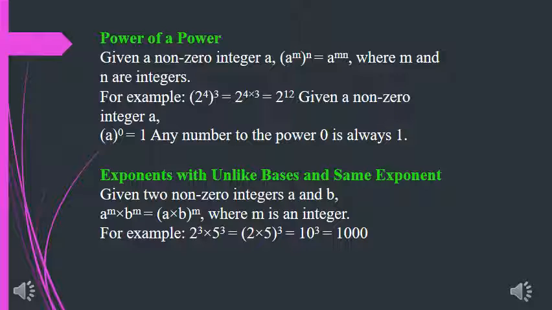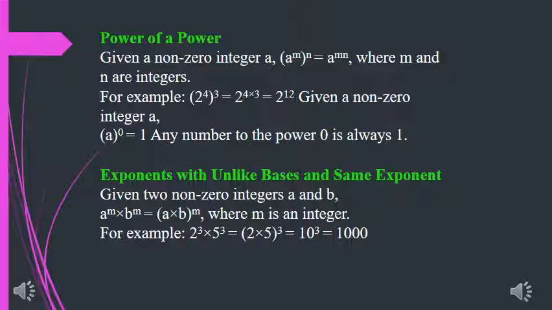The next law is exponents with unlike bases and the same exponent. Here we have a law that is a raised to the power m into b raised to the power m, with the same exponent but different bases. For that, we write a into b, which is raised to the power m.